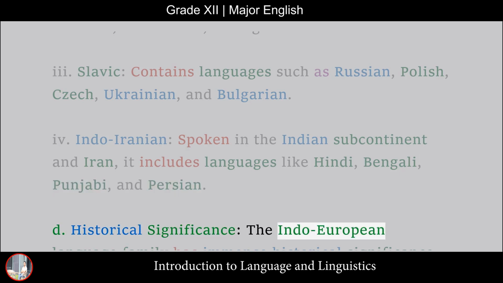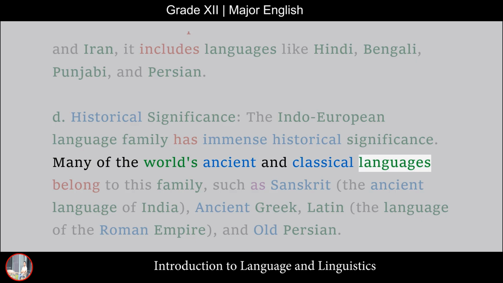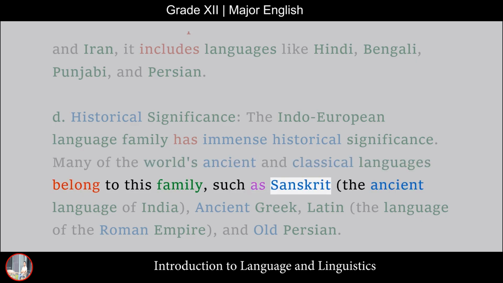Historical significance. The Indo-European language family has immense historical significance. Many of the world's ancient and classical languages belong to this family, such as Sanskrit, the ancient language of India, ancient Greek, Latin, the language of the Roman Empire, and Old Persian.